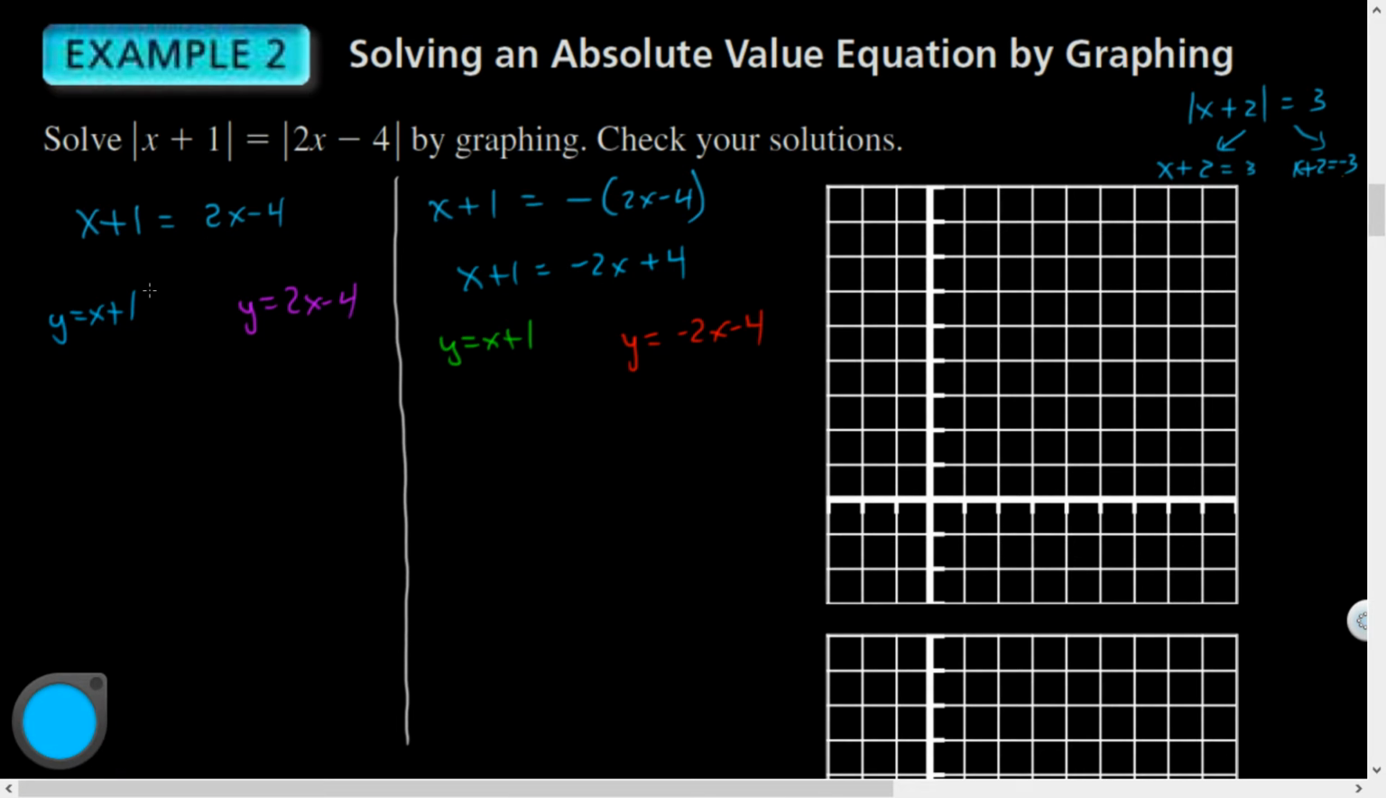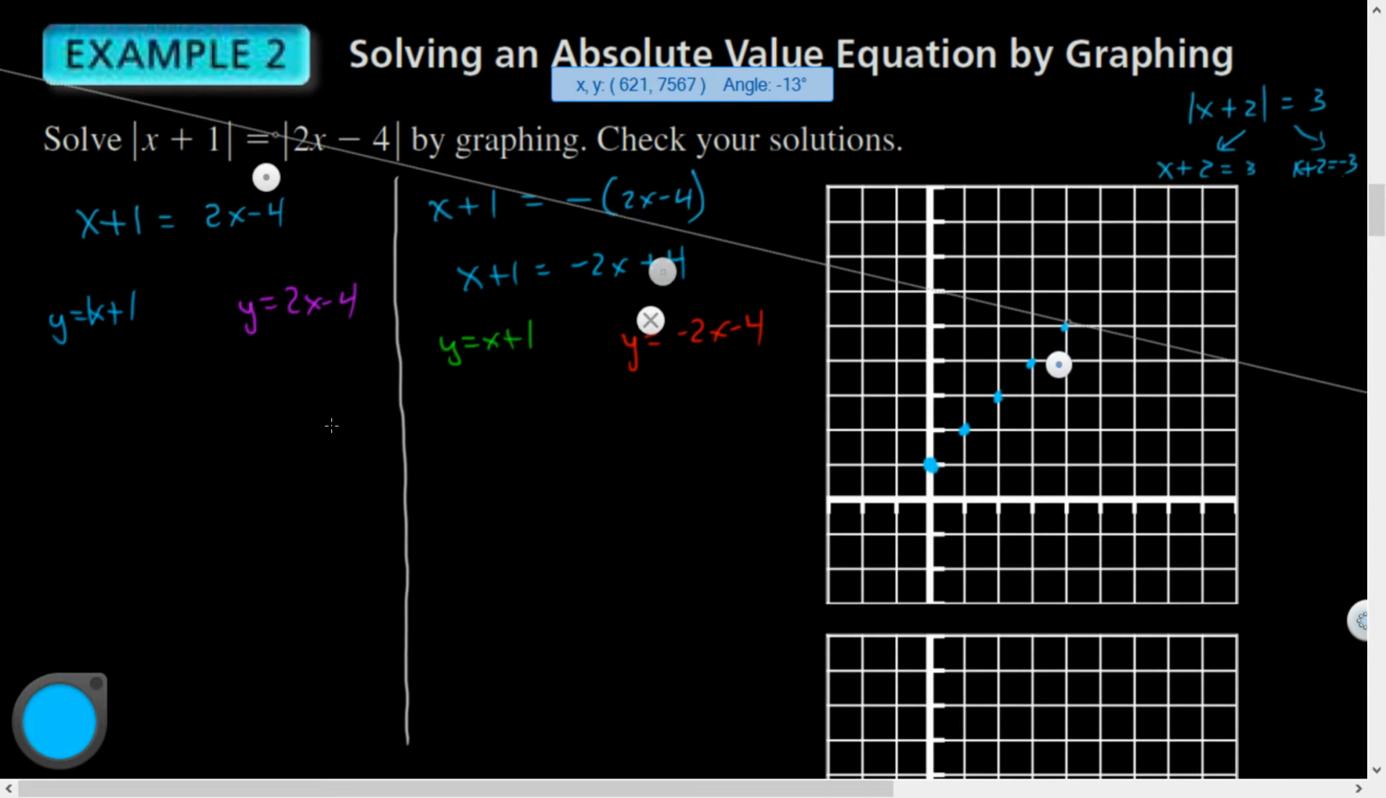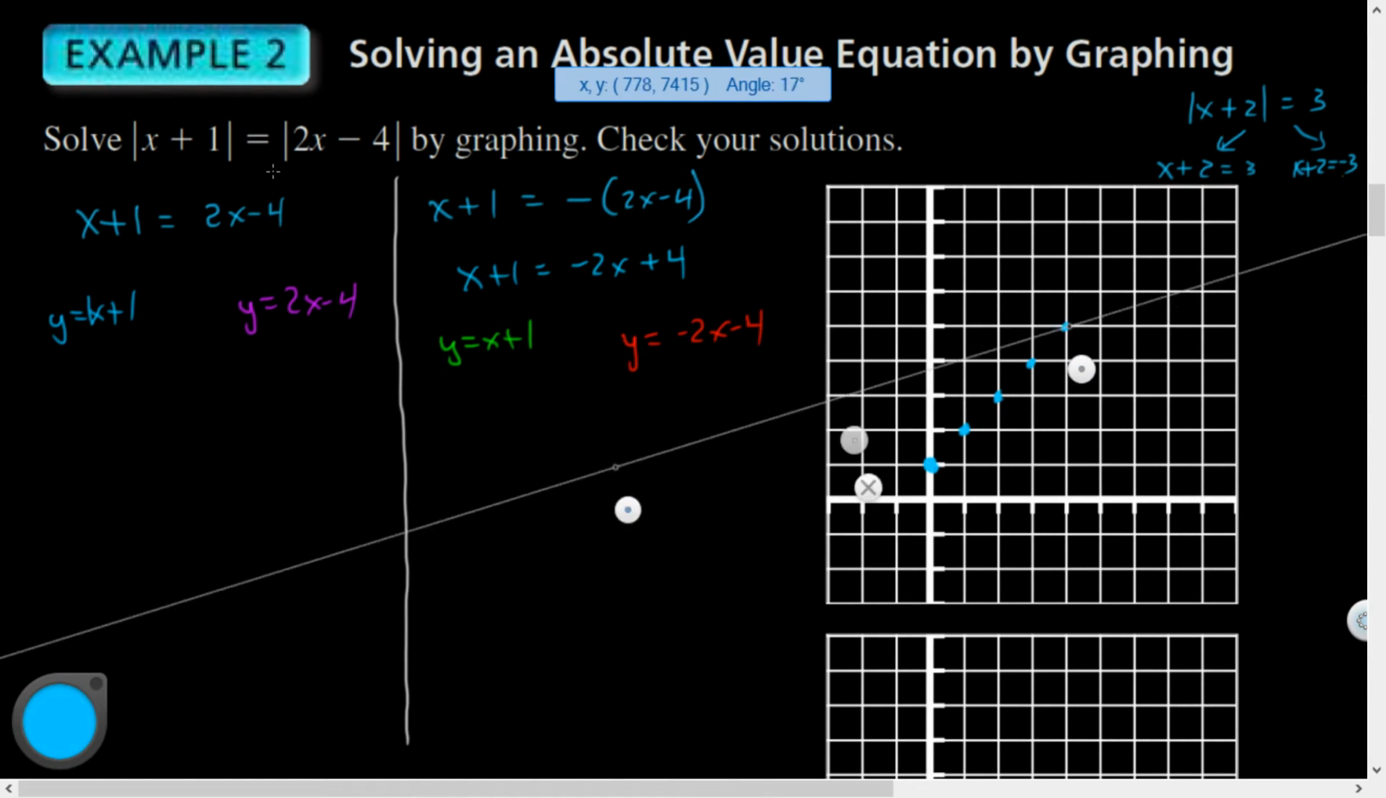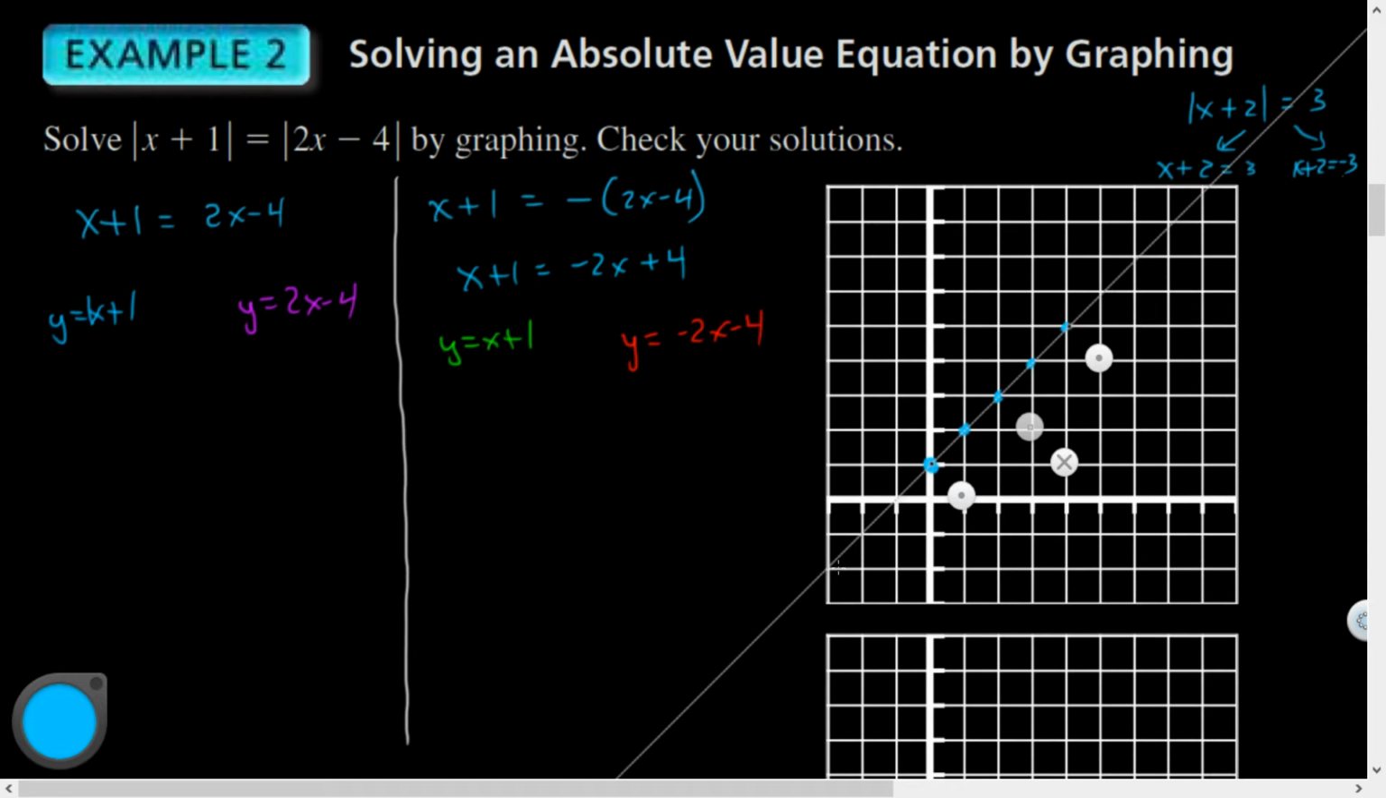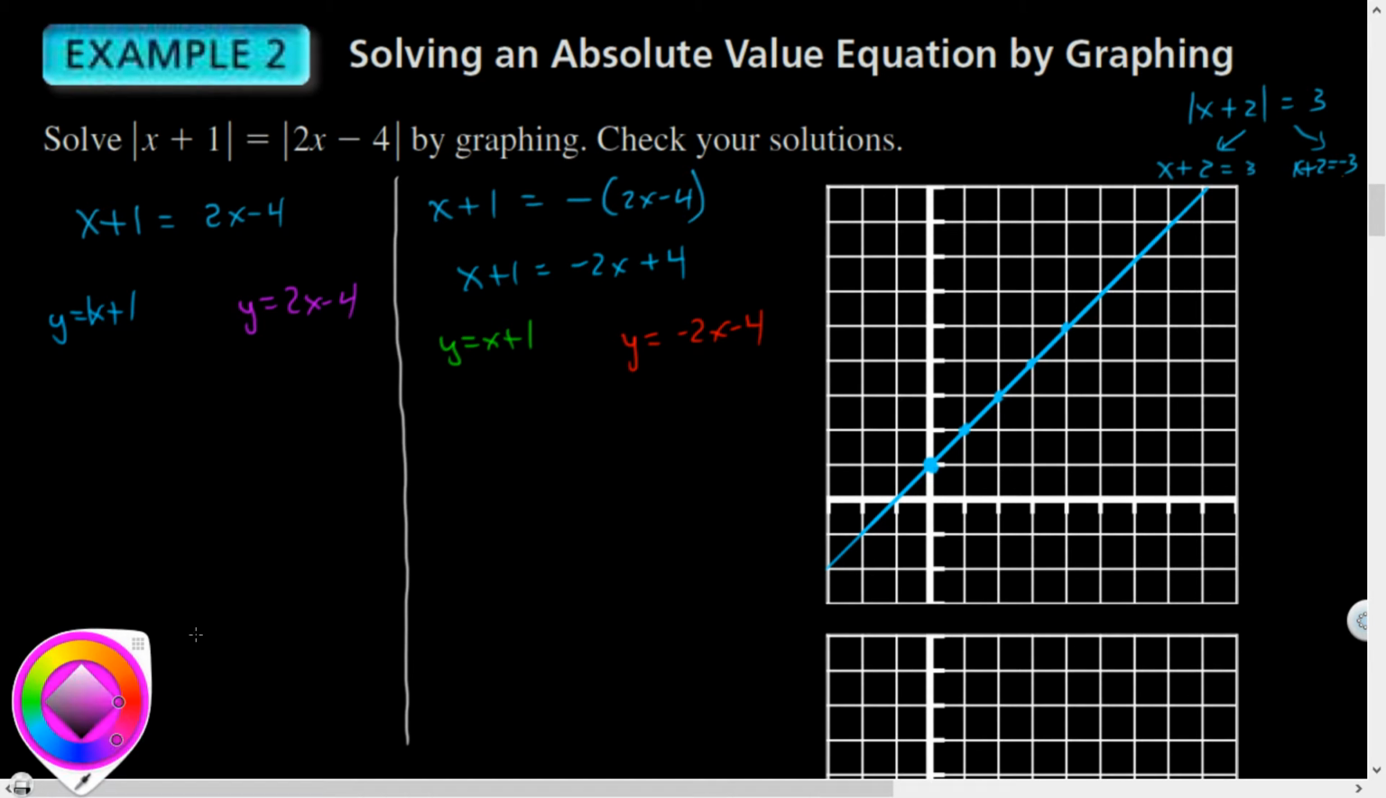The y-intercept of this is 1, and the slope was 1. So I'm going to go up 1 over 1, up 1 over 1, etc. And so let's draw that line. Voila.